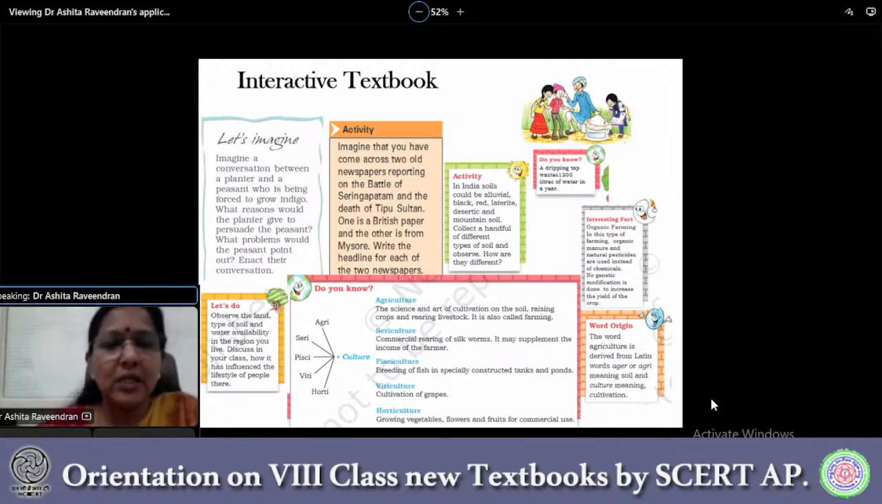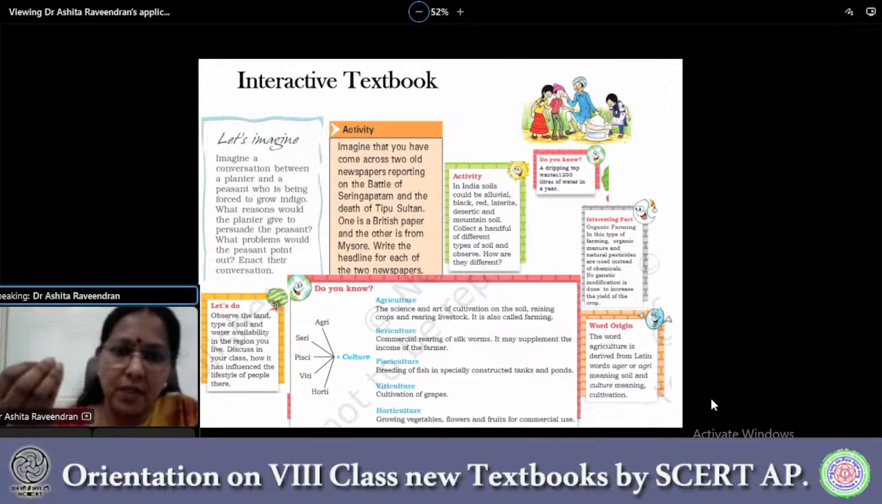Here you can see there are boxes which say, let's imagine. The chapter deals with indigo cultivation, and there is a conversation. You have to imagine that the planter and the peasant are having a conversation between themselves. The planter is saying, no, you have to go for the indigo cultivation.